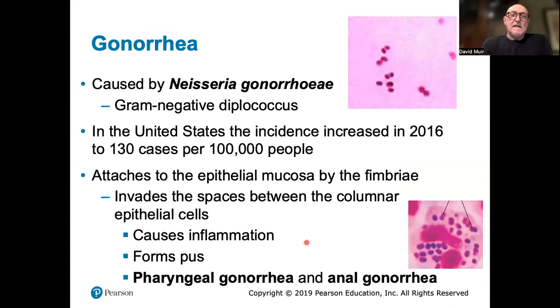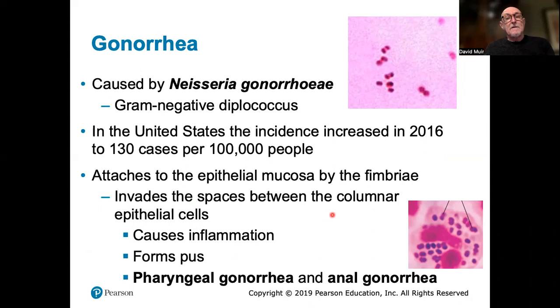What it does is it actually infects columnar epithelial tissues, and it creeps down in between the cells, and it results in inflammation and a very vigorous response from the neutrophils of the immune system, which form pus. So pus is actually a characteristic of the formation of an infection by gonorrhea.